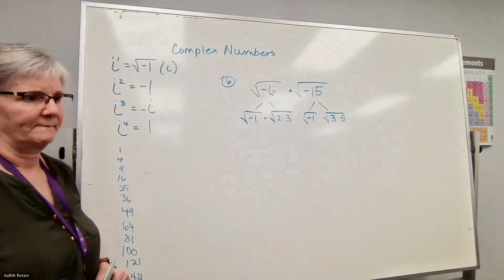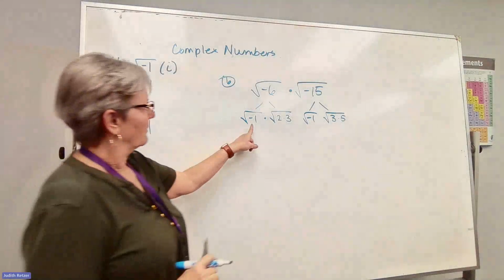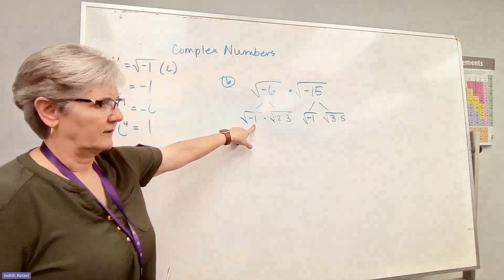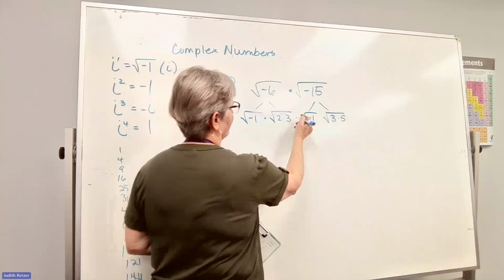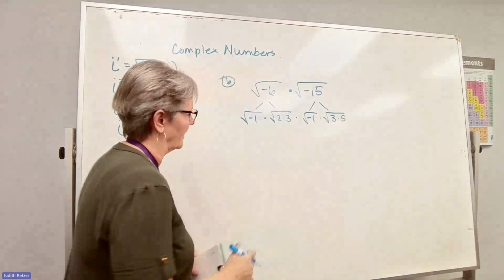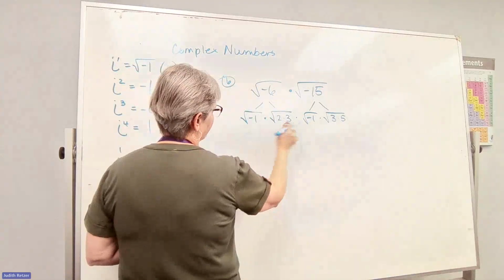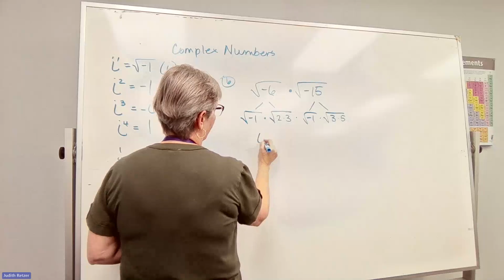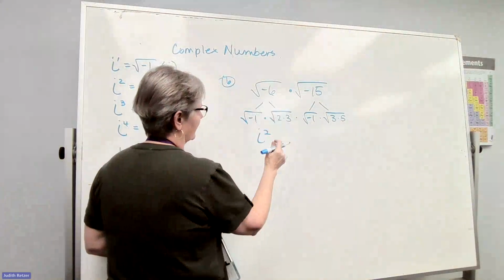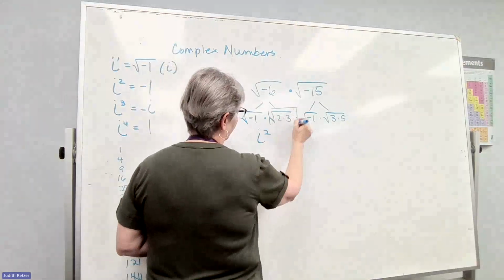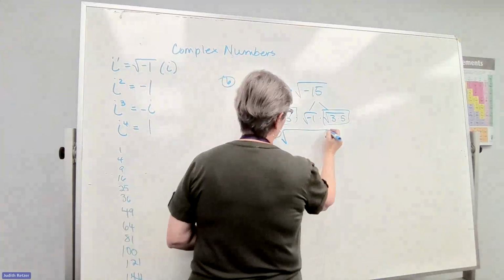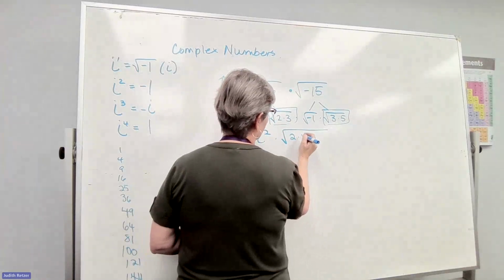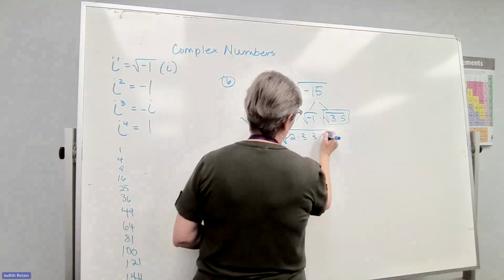Okay? Everybody have that? Okay, what is this? That's an i, and what's this? Also an i, and this is all multiplication in between all these things, okay? So this is actually i times i, which is what? i squared. Don't do anything with it yet. Now I want to look at what's left here. The square root of 2 times 3 and the square root of 3 times 5. So it's the square root of 2 times 3 times 3 times 5.